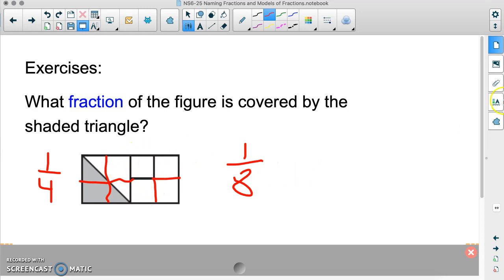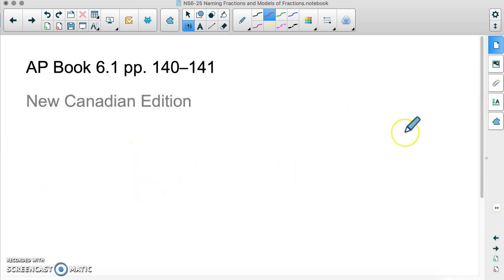It would be 1/8. For today's assignment, you're going to complete page 140 to 141. If you finish and you would like a challenge, give the extension questions a try that are posted onto your Power Learning.